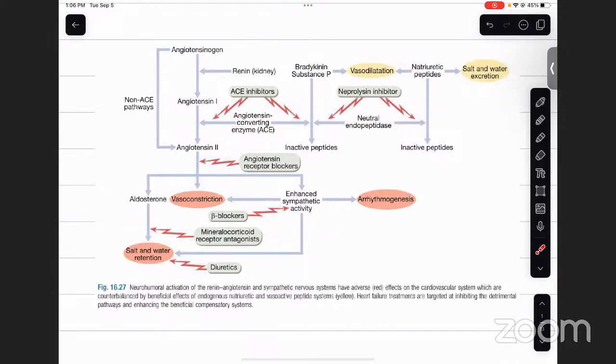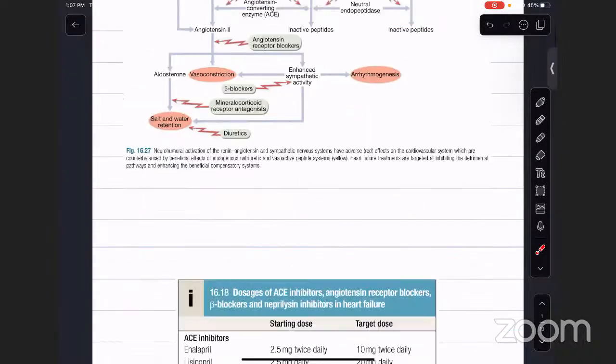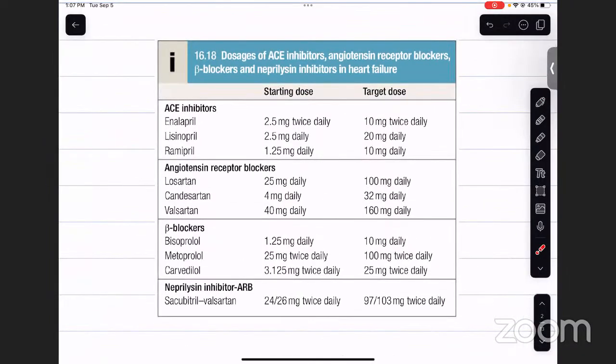So according to these neurohormonal changes, there are some drugs added in chronic heart failure to improve prognosis as well as to reduce mortality. Here, these are the drugs used in heart failure management: ACEIs, angiotensin receptor blockers like losartan, candesartan, and valsartan, and beta blockers, but here the important thing is they must be selective beta-1 blockers, not non-selective or other alpha and beta blockers. And the neprilysin inhibitor with ARB, sacubitril with valsartan.